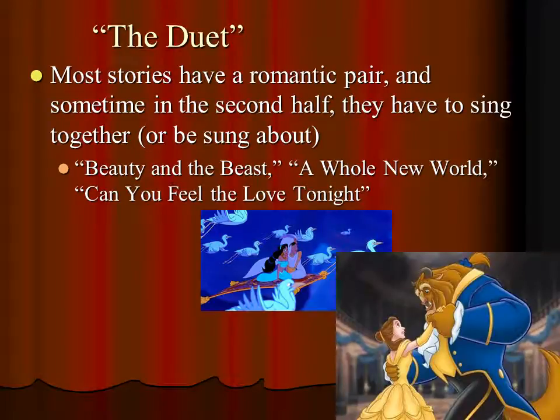Somewhere in the second half of the movie or the play, there's usually a love song. We call it the duet, because most stories have some sort of romantic pairing, and sometime in the second half they have to sing together, or be sung about at the very least. One of the most famous ones, of course, is the song Beauty and the Beast from Beauty and the Beast, in which you have a teapot singing while they dance. But it's basically the same idea.